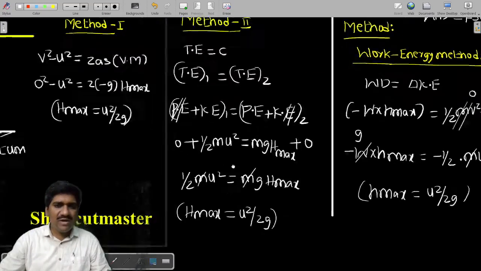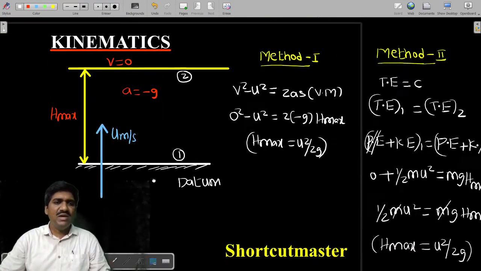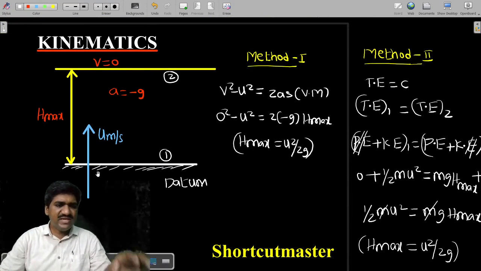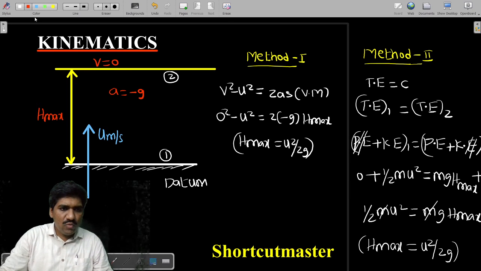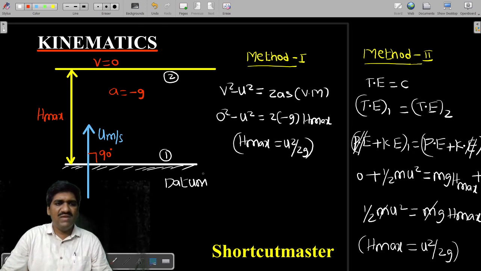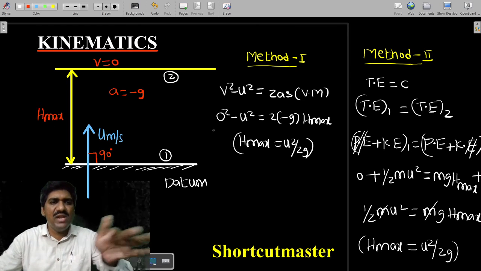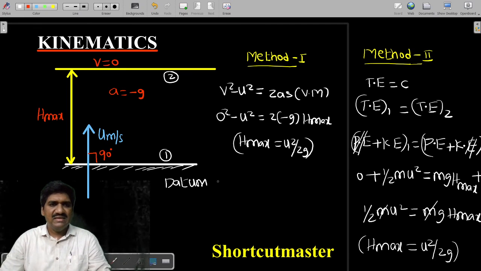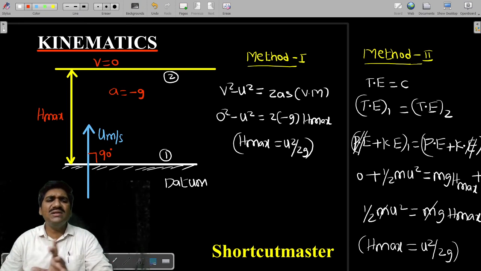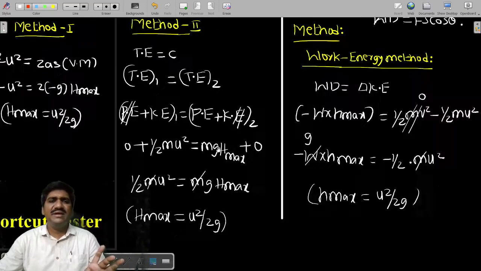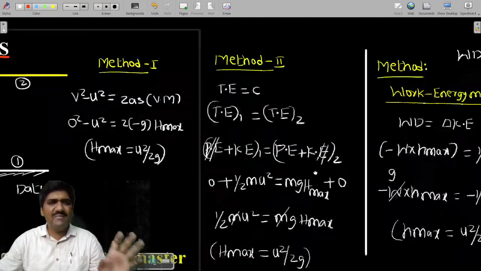Therefore, I am giving totally 3 methods for you. Not only in this case. In this case, we are projecting the body in the vertically upward direction at an angle of 90 degrees with the ground level. If you throw a body at an angle unequal to 90, it will trace a parabolic path and reach the ground level. In that case also, all these 3 methods are possible. Definitely, they will give the same solution for you.